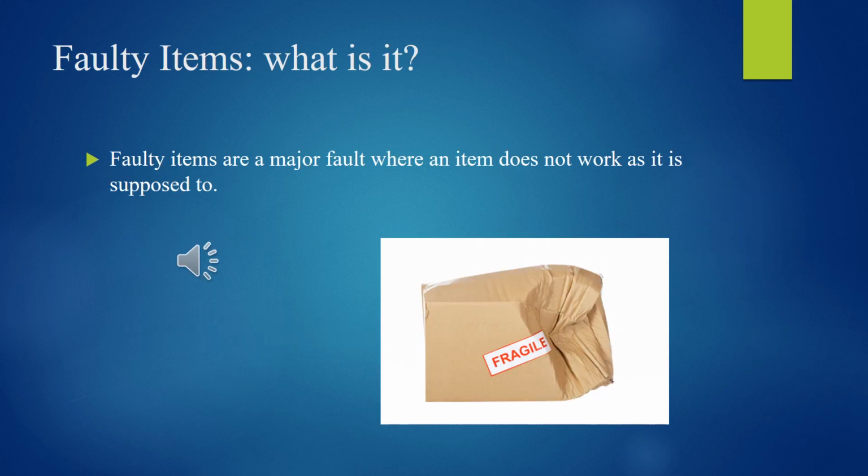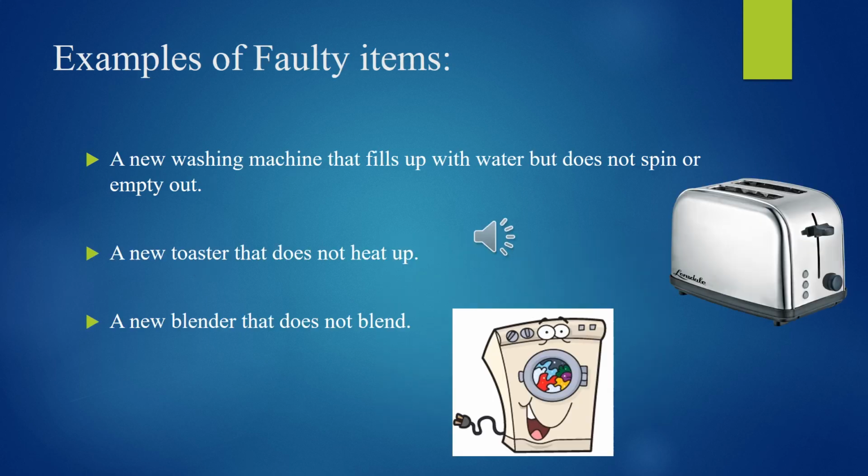Faulty items. What is it? Faulty items are a major defect where an item does not work as it is supposed to. Examples of faulty items. Number 1, a new washing machine that fills up with water but does not spin or empty out. Number 2, a new toaster that does not heat up. Number 3, a new blender that does not blend.